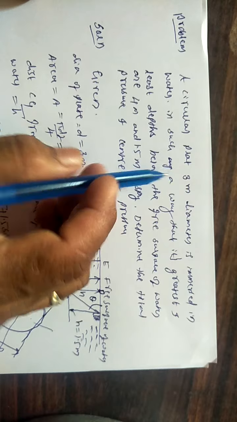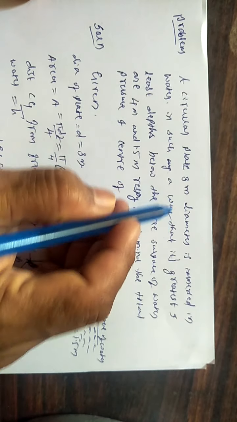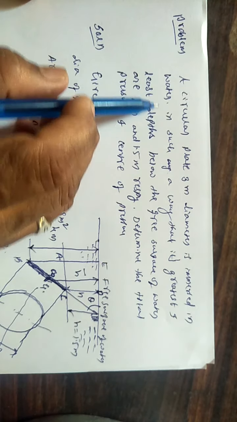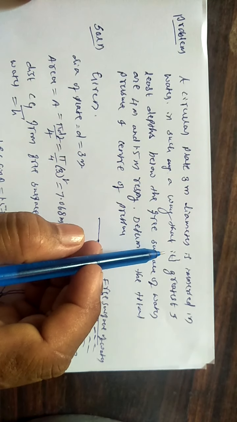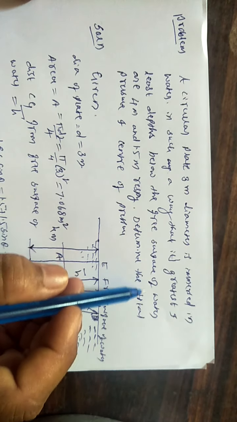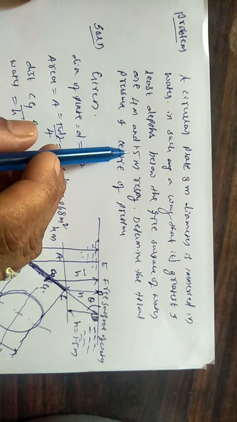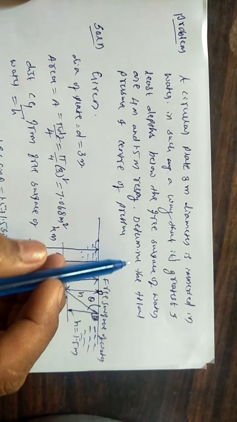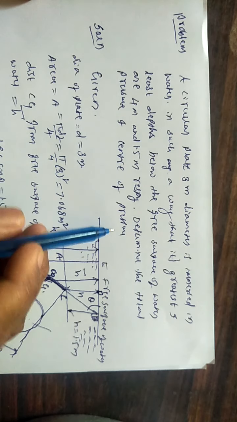A circular plate 3-meter diameter is immersed in water in such a way that its greatest and least depths below the free surface of water are 4 meter and 1.5 meter respectively. Determine the total pressure and center of pressure.